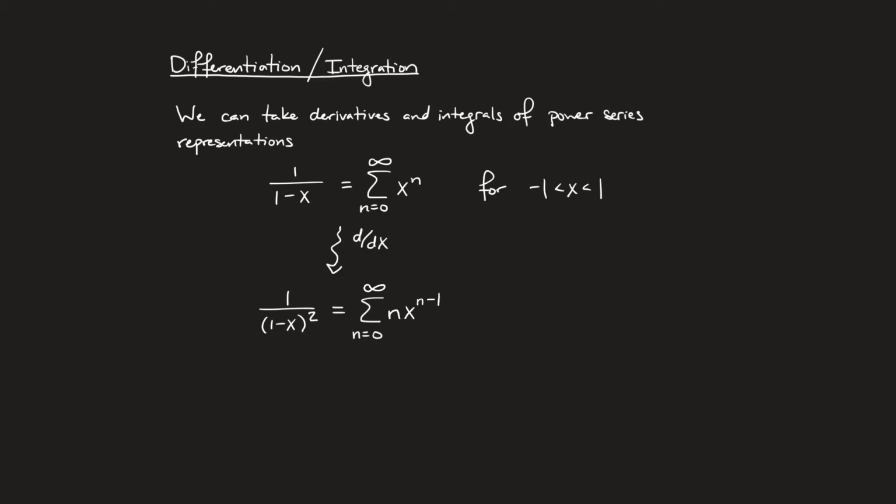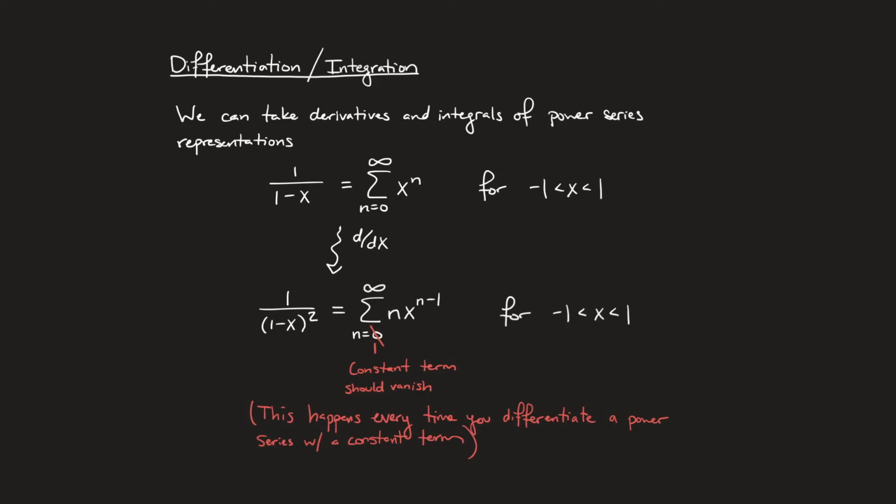Now, we should be a little careful here. The first term of the original series, that is, the n equals 0 term, is 1, which is a constant. Therefore, when we differentiate, this term should go away. However, in the series we got, the n equals 0 term has an x to the minus 1 in it, which probably shouldn't be there. So the way we compensate for that is by raising the starting index of the series to 1. This is going to happen every single time you try to differentiate a power series that has a constant term in it. And so, now we have found the power series representation of 1 over (1 minus x) squared by differentiating.